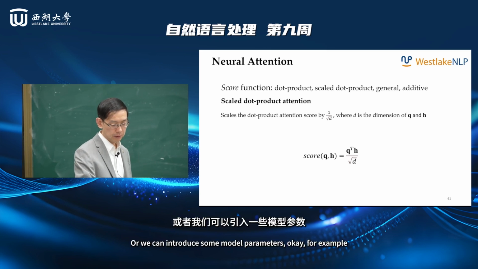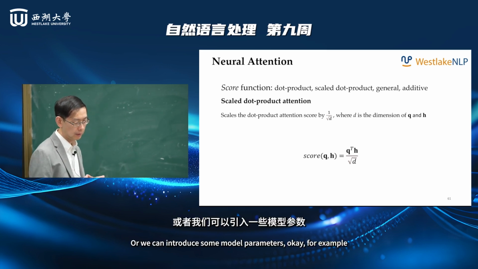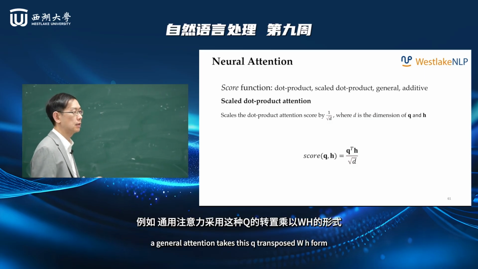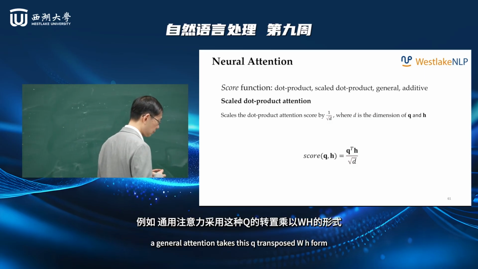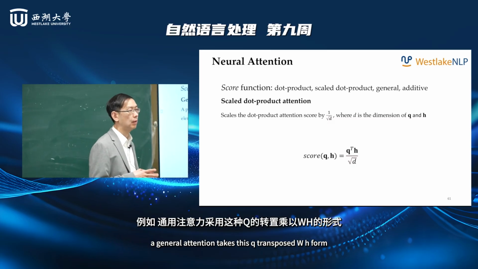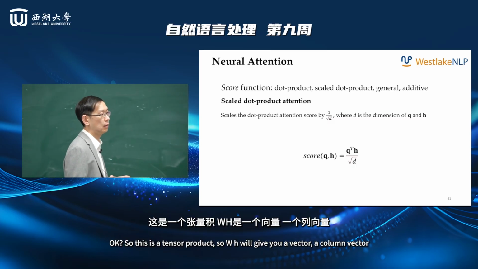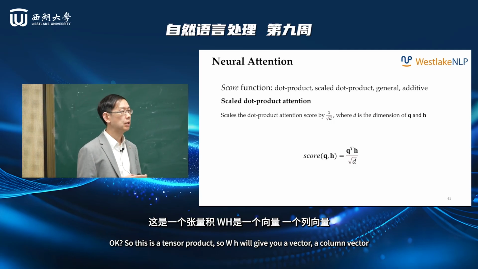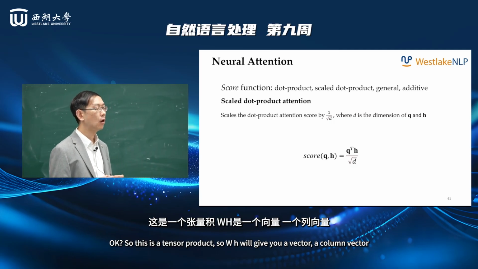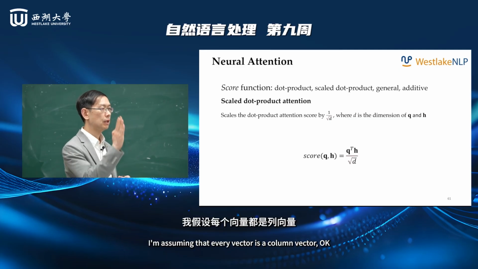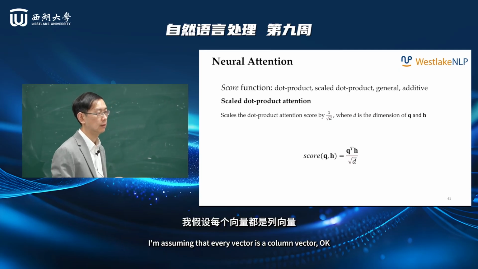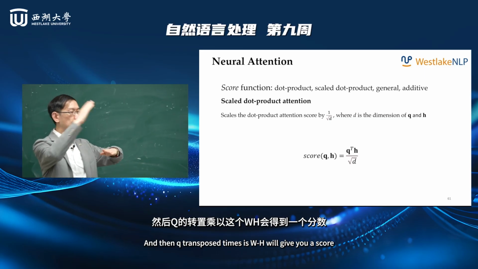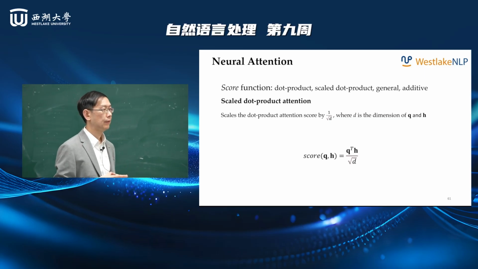Or we can introduce some model parameters. Okay, for example, general attention takes this Q transpose WH form. Okay, so this is a tensor product. So WH will give you a vector, a column vector. I'm assuming that every vector is a column vector. Okay, and then Q transpose times this WH will give you a score.